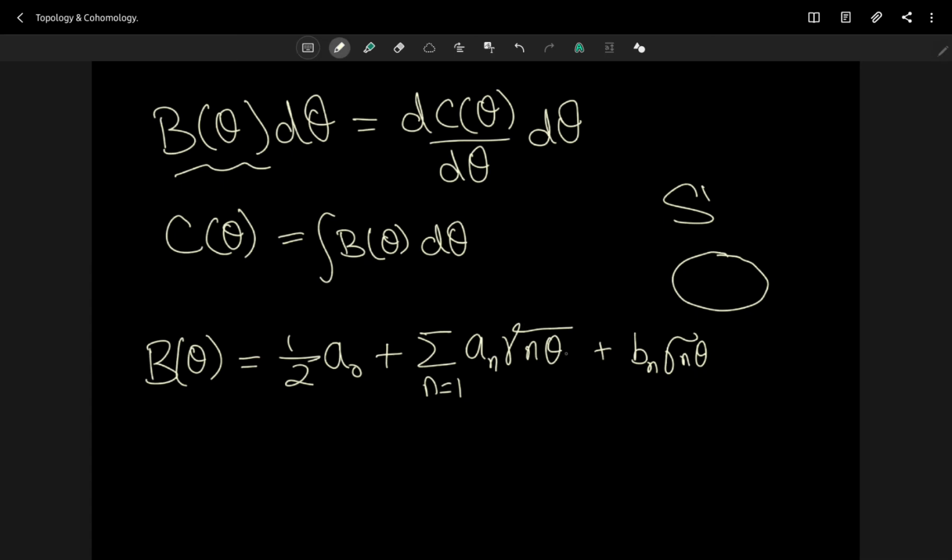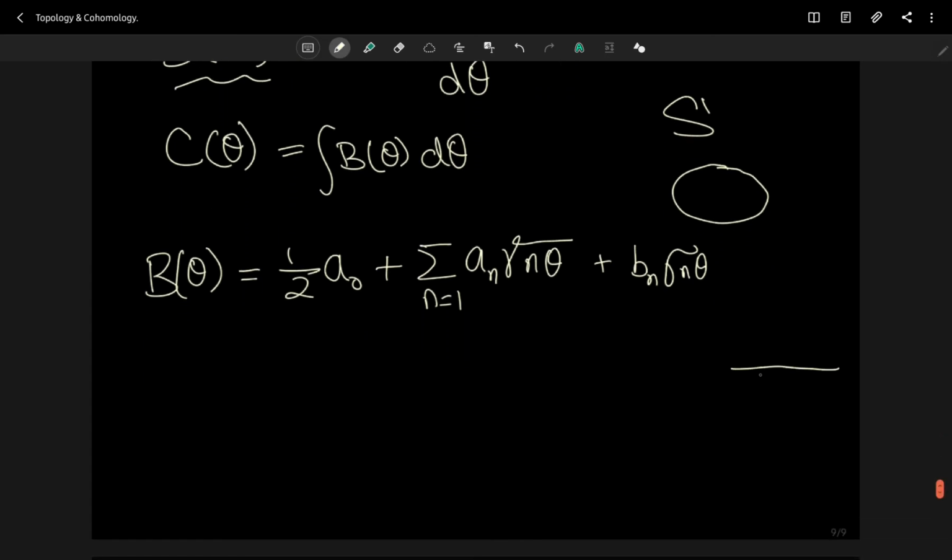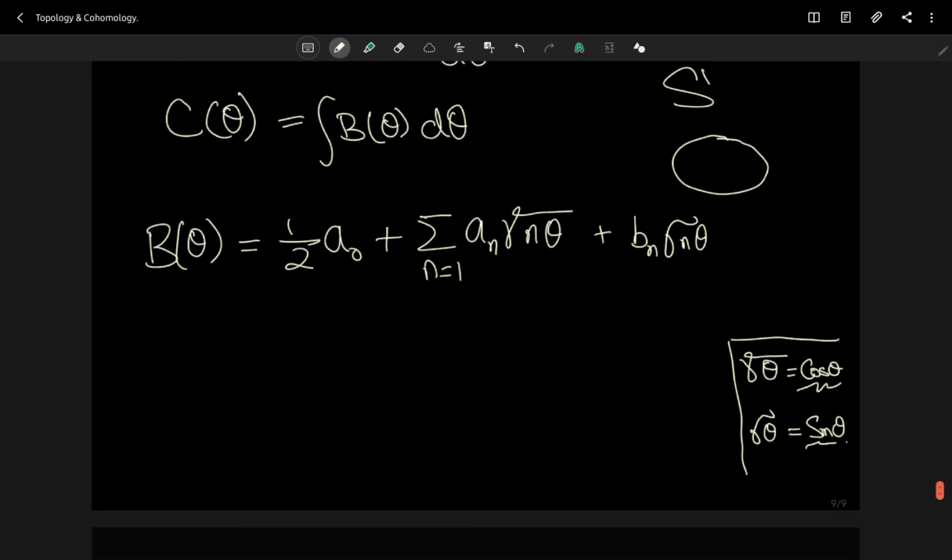Let me just mention that when I use theta under this gamma symbol, I mean cosine of theta, and when I use theta under this sigma symbol, I mean sine of theta. It just helps me because I'm lazy. I cannot write cosine theta and sine theta again and again. So we have expanded b of theta in a Fourier series, which is this thing over here.